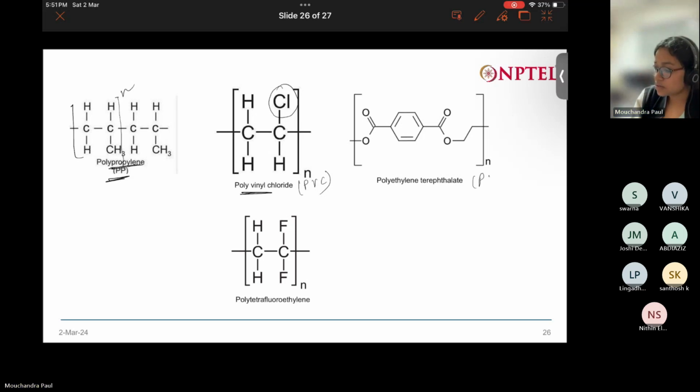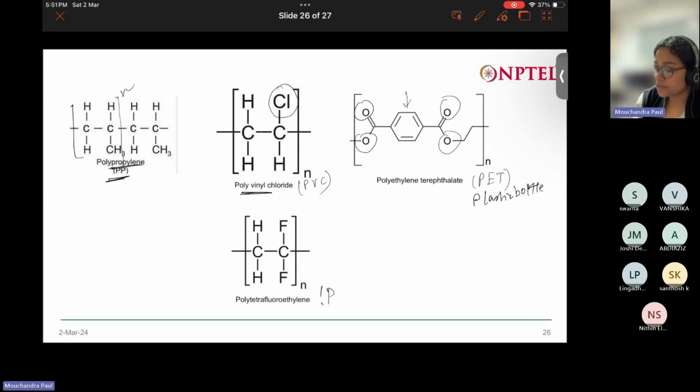Whereas PET, the full form is polyethylene terephthalate. PET is used to make plastic bottles, the bottles that you use daily to drink water. Those are called PET bottles. Often people call it PET, but the correct way of saying is polyethylene terephthalate. If you look at the monomer of this polymer, you will see oxygen atoms are present, and there is also an aromatic ring present.